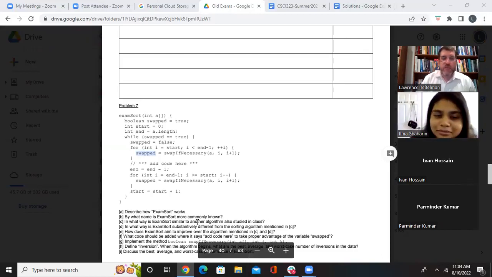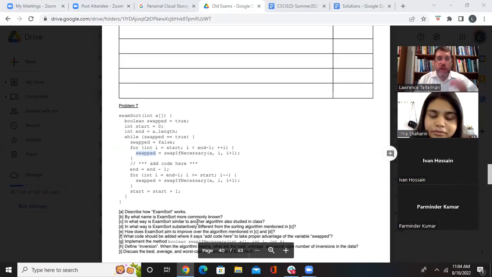How does exam sort aim to improve over the algorithm mentioned in C and D? Okay, well, C and D are different, right? So it is the cocktail sort. The advantage here is that we're exiting early. So I'm guessing in the cocktail sort that we did in that semester, we didn't exit early.